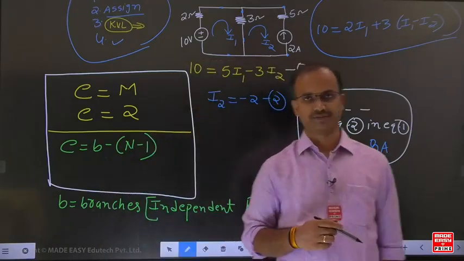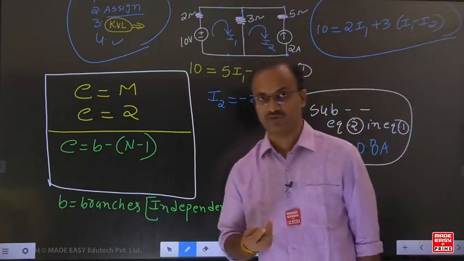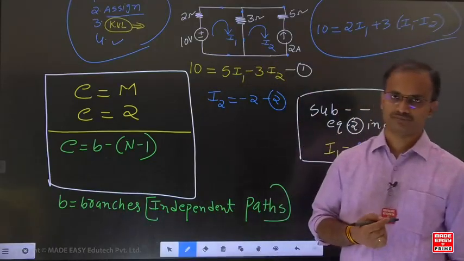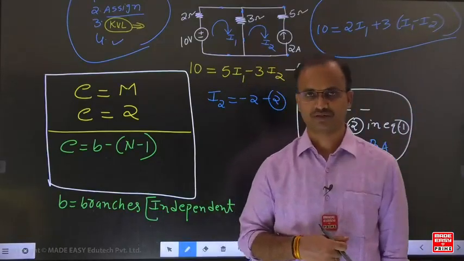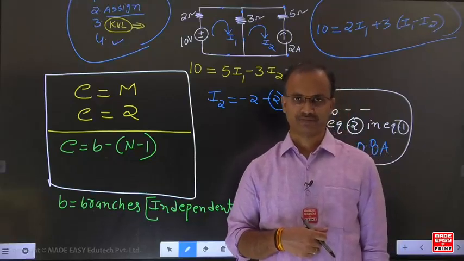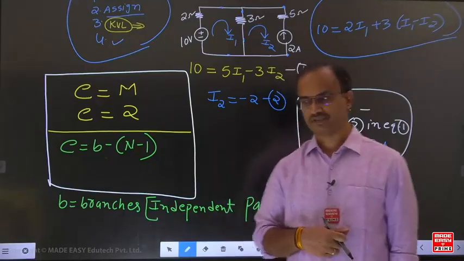Independent paths. Do you remember this one? In the previous classes, when we discussed KCL, we concluded that in the branches also, 2 types of branches are there. One is a simple branch, the other one is an independent path.